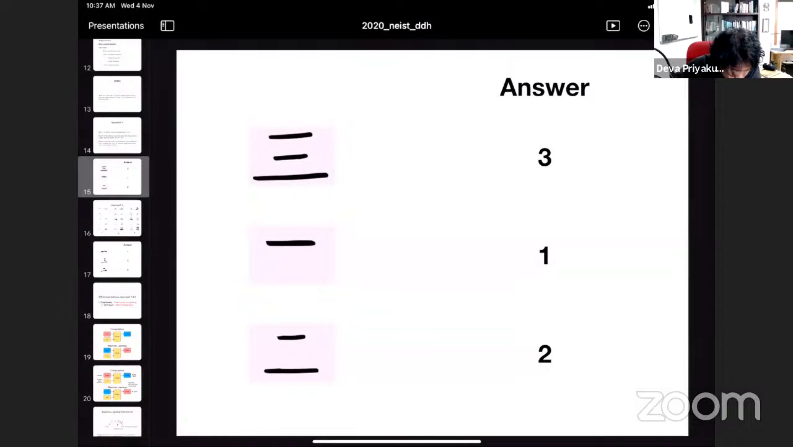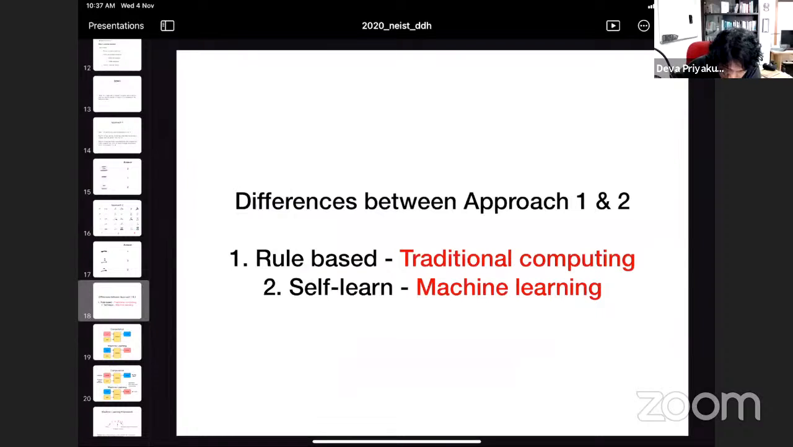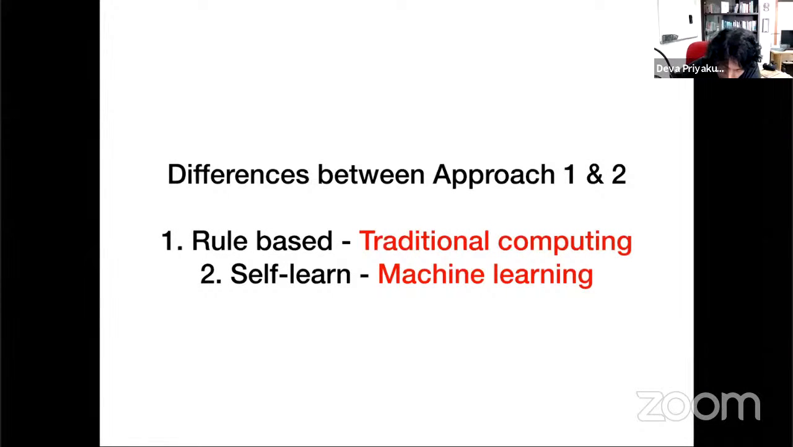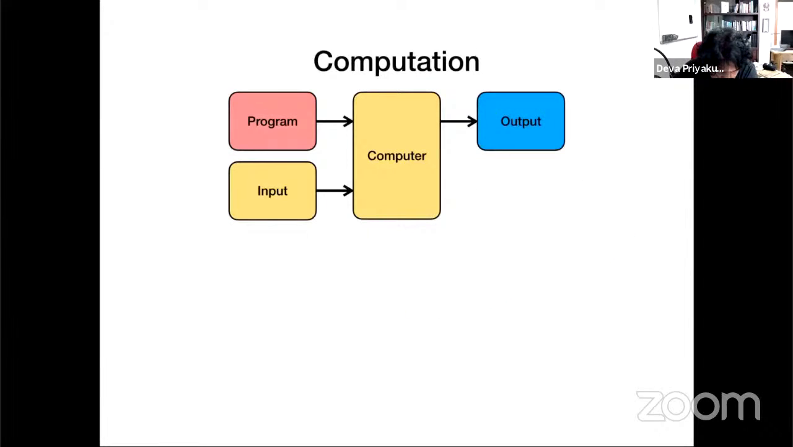So what do we mean by that? Let's go to the next slide. That's what I was trying to explain. What is the difference between the first, the rule-based one, and the self-learning one, the one which we learned ourselves? The first is usually traditional computing, and the second one is machine learning.